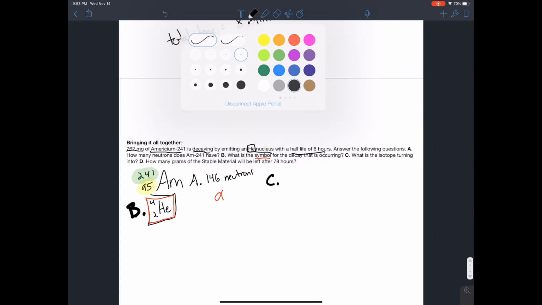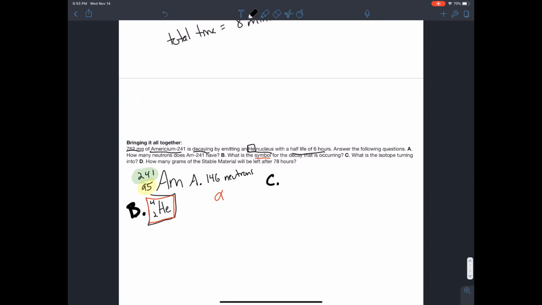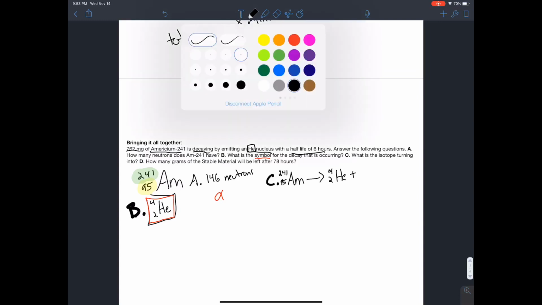What's C asking us? What is the isotope turning into? Now we need to figure out what element it's becoming. So we have americium-241. I don't know if I'm saying that right, I really don't. Not an element we look at commonly. Anyway, we have this decaying, and we know that it's giving off a helium nucleus. Now we have to figure out what the next element is.